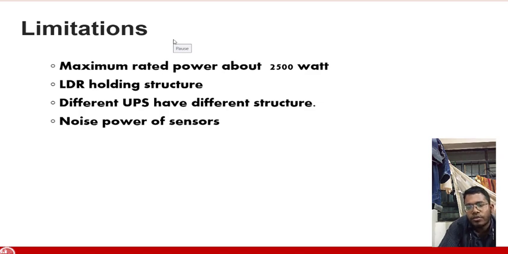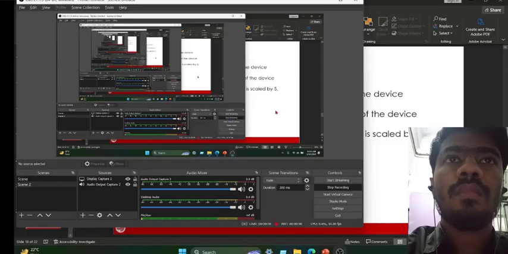Noise power of the sensor: we have already discussed that when the power line is off, due to the accuracy of the sensor, some power is still shown. That's all from me. Next, my group mate will continue.